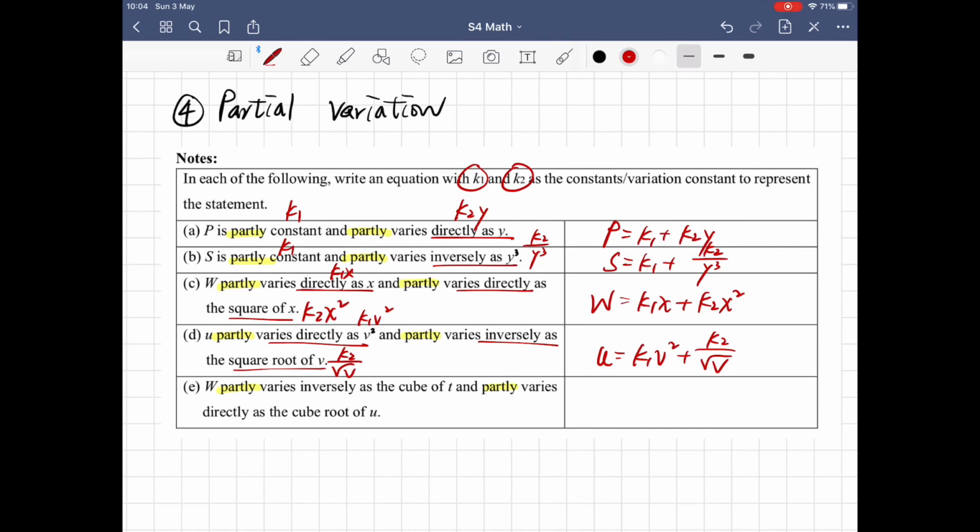And finally, for part E, w partly varies inversely as the cube of t. So k1 over t cube. And partly varies directly as the cube root of u. Okay, so we have k2 and the cube root of u. And finally, we have w equals k1 over t cube plus k2 over the cube root of u.